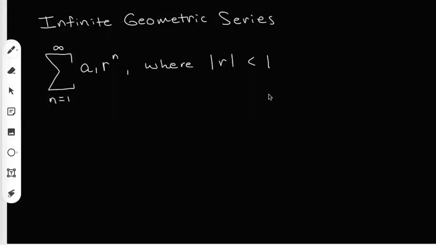All right, this is going to be a short video explaining infinite geometric series. So an infinite geometric series is going to be given by sigma a1 r to the n power, where the absolute value of r is less than 1.